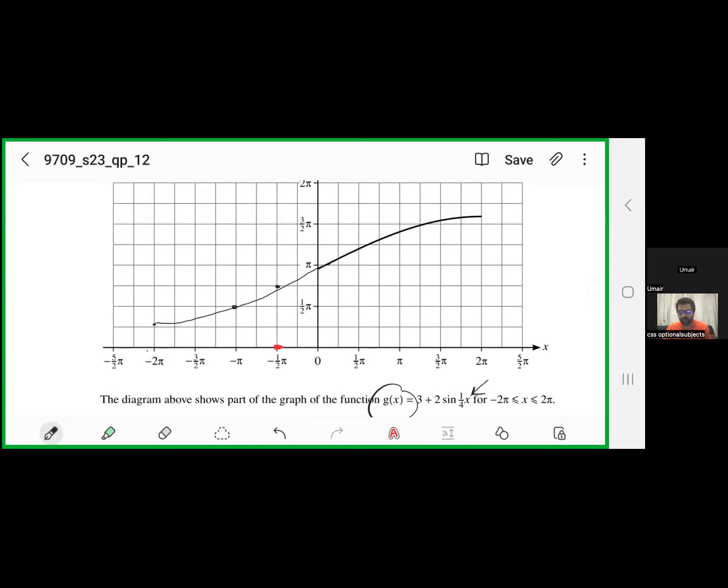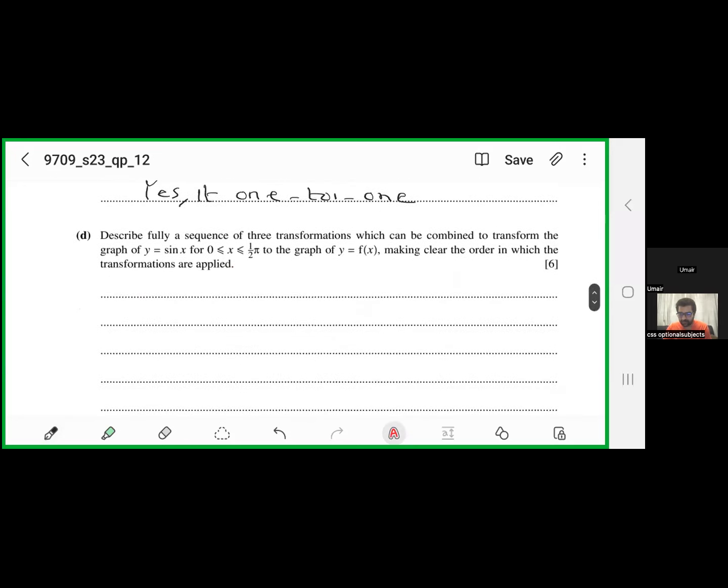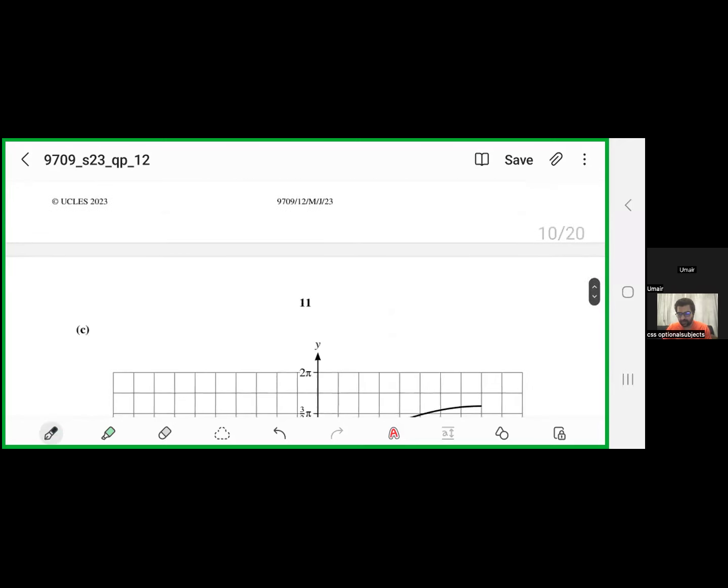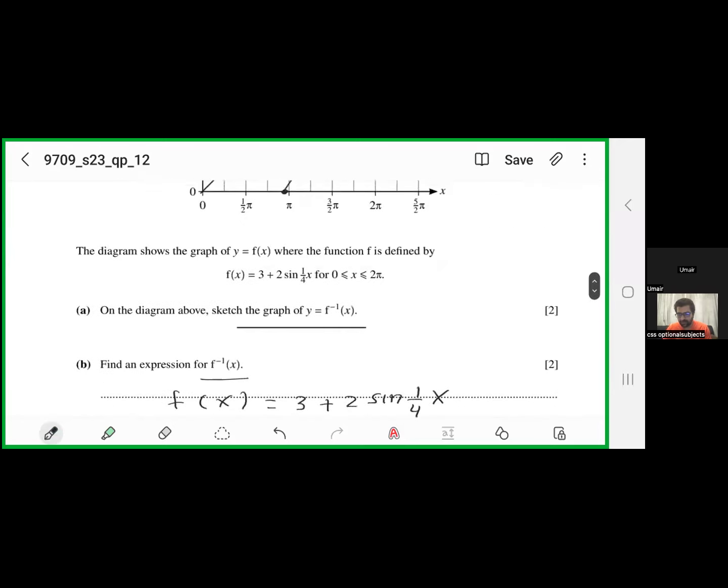Moreover, if you see, the graph is always increasing in this case, so this is another indication that it has an inverse. The graph will be increasing. The next is: describe fully a sequence of three transformations which can be combined to transform the graph y = sin x, for the range 0 ≤ x ≤ pi by 2, to the graph of y = f(x). This is the graph y = f(x). Okay, this one.